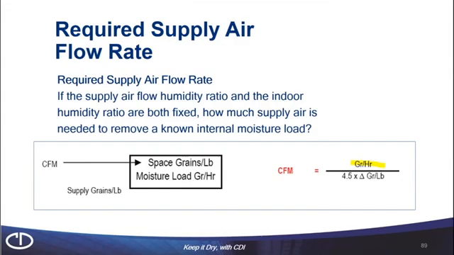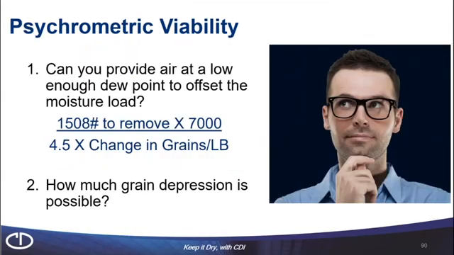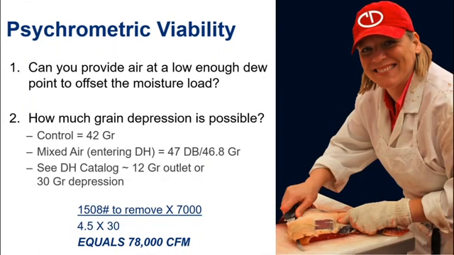We know the amount of moisture. We're going to measure that in grains. 4.5 is the constant times the change in grains. What kind of a change in grains can we get? And then we can solve for CFM. In this case, again, it was 1,508 pounds, 7,000 grains per pound. That gives us our total grains.